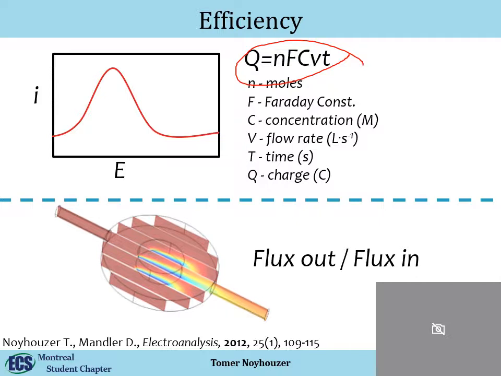And you know the charge that you actually calculated, because you can integrate the area of the peak, and a lot of the software will do it automatically, or you can tell it to integrate between this potential and that potential. By comparing these two charges, you can calculate your efficiency. I also did a simulation, so I knew the flux in and the flux out, and by comparing the flux in to the flux out, I can calculate the efficiency of my system.